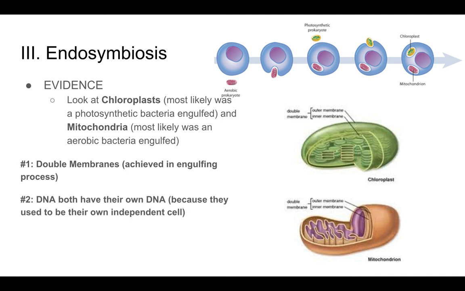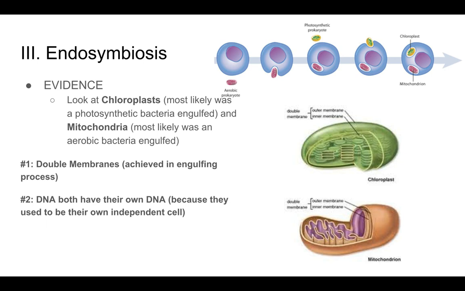The second line of evidence has to do with DNA. So we know that a cell has DNA inside of its nucleus. That's called nuclear DNA. However, really cool thing, mitochondria and chloroplasts have their own DNA that's completely separate from the nucleus DNA, the DNA that's hanging out in the nucleus of a cell. And that's because we think a long time ago, the mitochondria and the chloroplast used to be their own independent cells living freely. They had their own DNA.